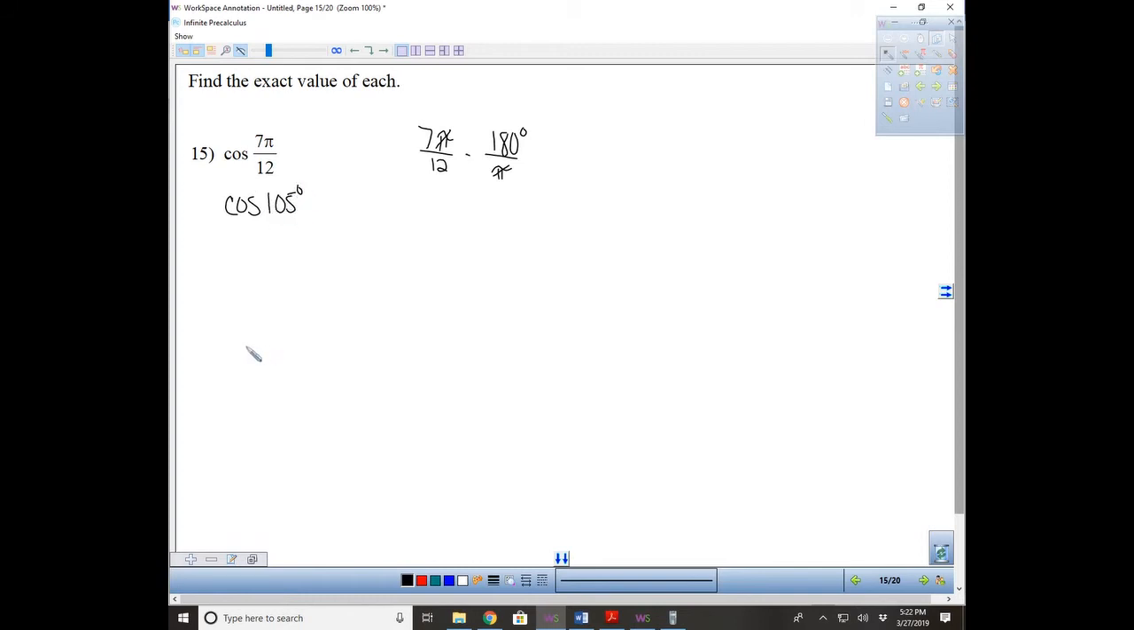Okay? I know that if I were to add 60 and 45, that would get me 105 degrees. So I'm going to use the cosine sum formula. I've got cosine of 60 times cosine of 45. Remember, with the sum, it's always minus. Plus you have your formula right in front of you. Sine of 60, sine of 45.